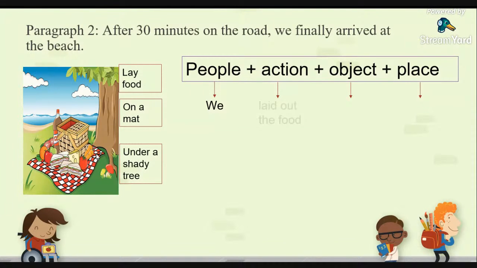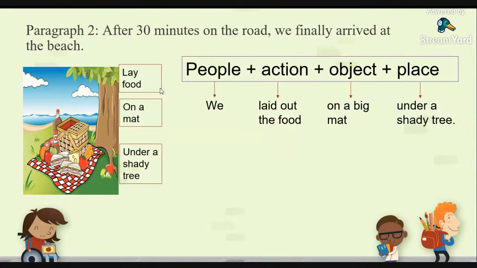And then we do what? We laid out the food. Okay. Sebenarnya laid out je tu. Okay, laid out tu sebab apa? Sebab dalam past tense. Kalau lay, present tense. Laid tu past tense. We laid out the food. Where? Okay, kat mana? On a big mat. Under a shady tree.